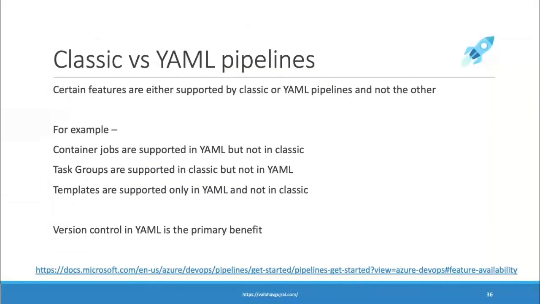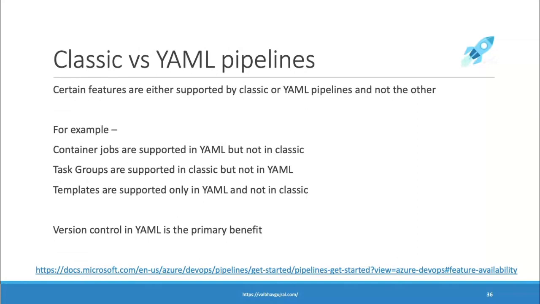First of all, based on how classic and YAML pipelines work, there is a difference between the feature set available under both options. For example, container jobs are supported in YAML but not in classic. Task groups are supported in classic but not in YAML. Templates are supported only in YAML and not in classic. Check out the link I have posted down below for feature comparison between the two options.